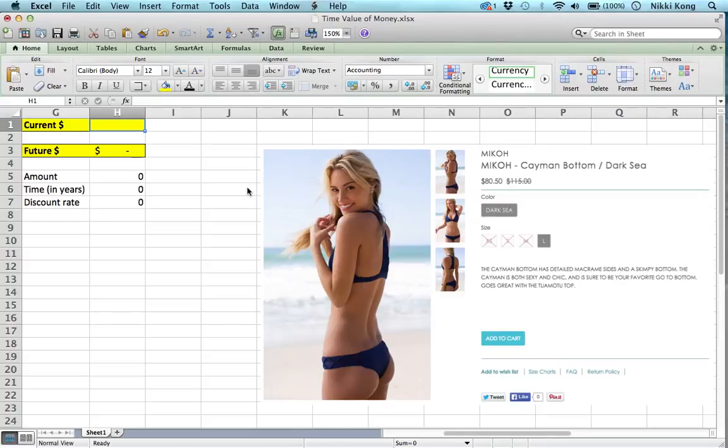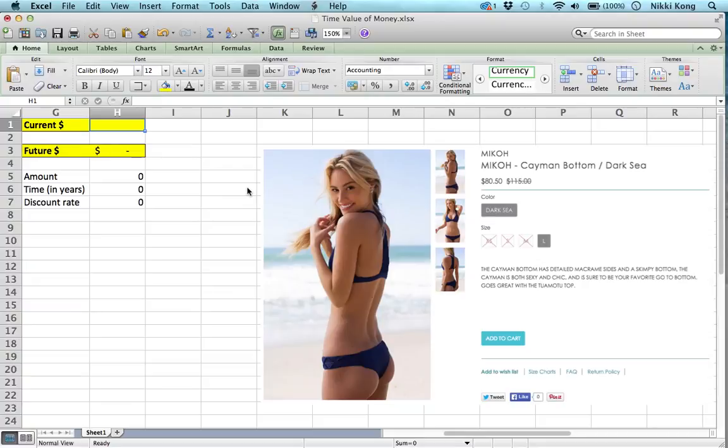Okay, so today we're going to talk about my two favorite things, which are clothes and money. You might not have heard of it before, but there's actually this concept called the time value of money, which says that basically a dollar today is worth more than a dollar tomorrow. So having money today is more valuable than having money later on.